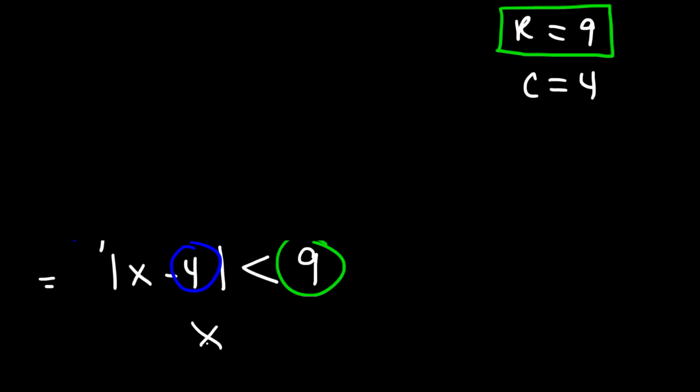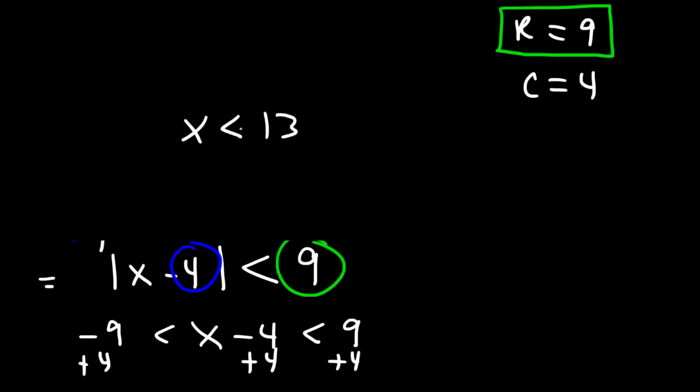So we could say that x minus 4 is less than 9, but greater than negative 9. Now let's add 4 to both sides. 9 plus 4 is 13. Negative 9 plus 4 is negative 5. So this is what we now have.